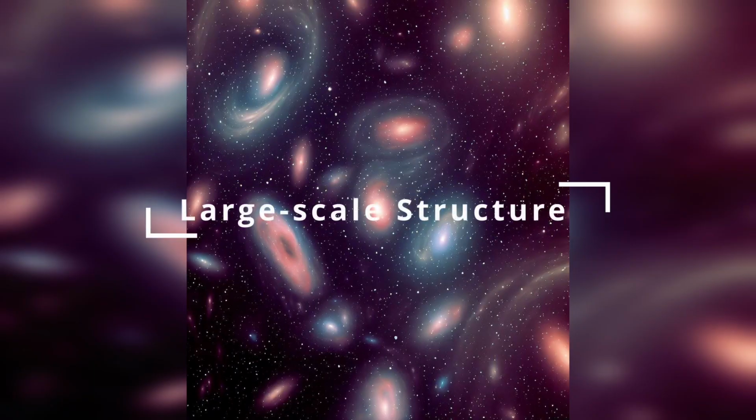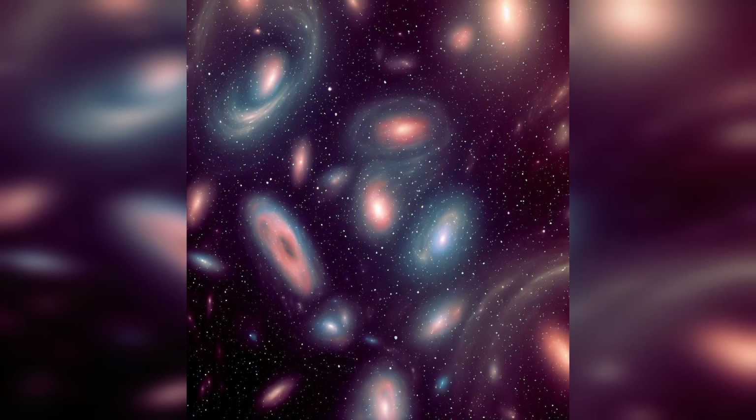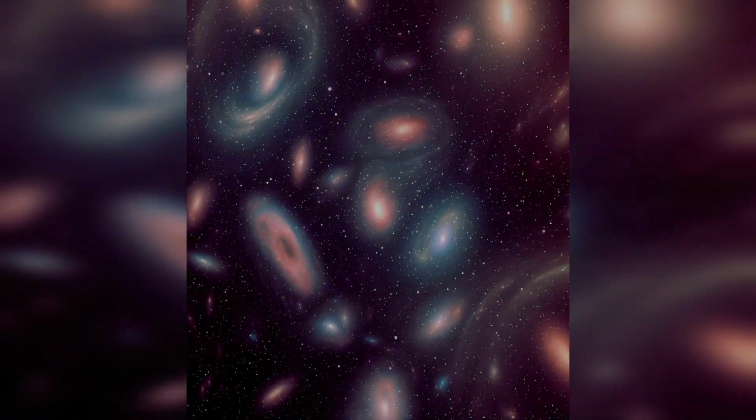Large-scale structure, LSS. This is the pattern of galaxies and clusters of galaxies that form due to gravity and dark matter. By studying how this pattern changes with distance and redshift, we can probe how dark energy affects the growth of structures in the universe.